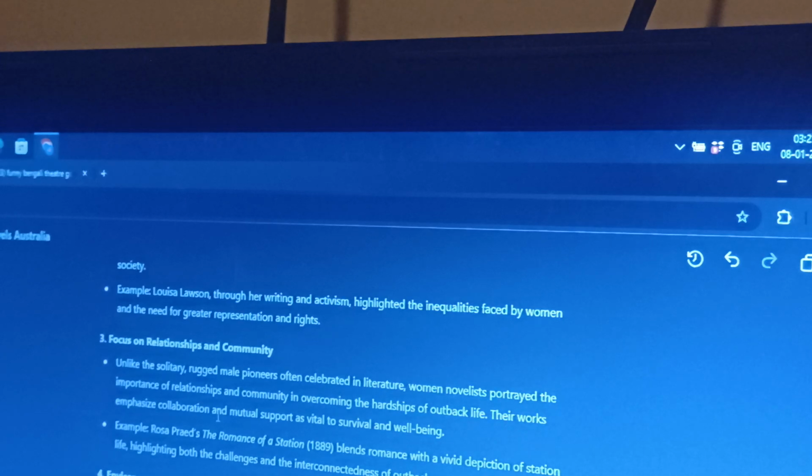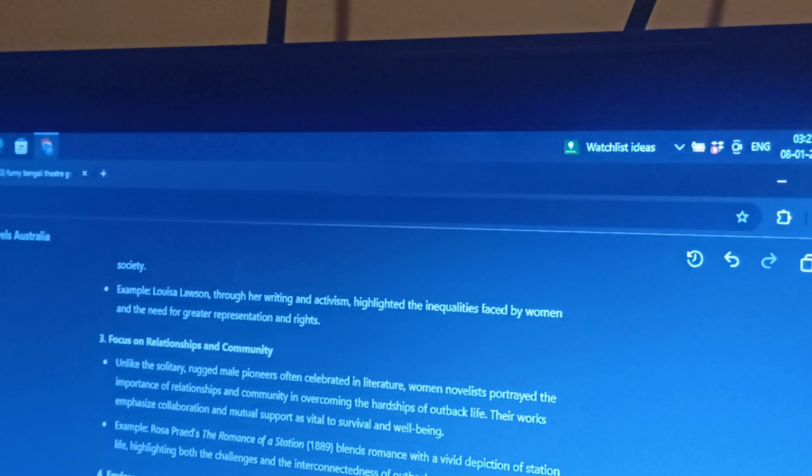Focus on relationships and community. Unlike the solitary, rugged male pioneers often celebrated in literature, women novelists portrayed the importance of relationships and community in overcoming the hardships of outback life. Their works emphasize collaboration and mutual support as vital to survival and well being. Example: Rosa Praed's The Romance of a Station blends romance with vivid description of station life, highlighting both the challenges and the interconnectedness of outback communities.